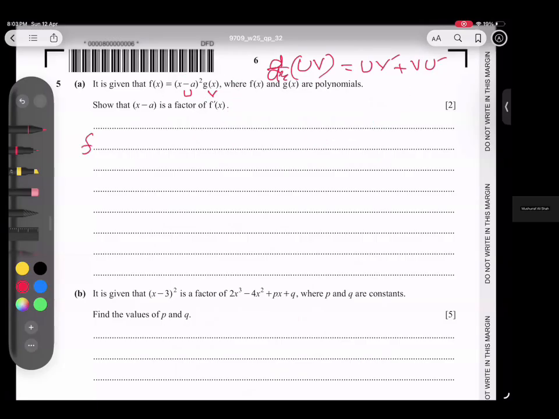So let's start. F dash of x is basically: first function copy in the bracket, second function derivative, then second function copy into derivative of the second function.